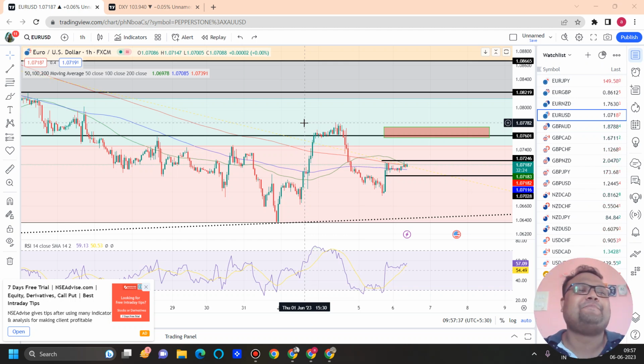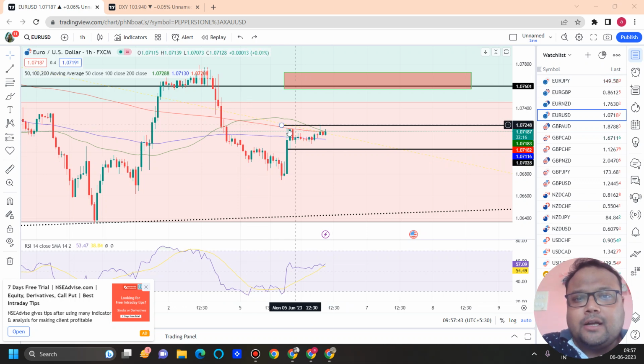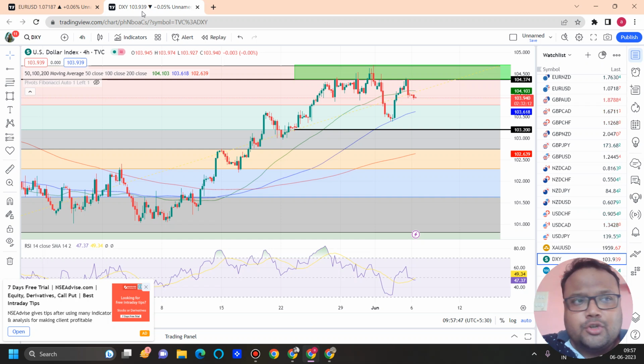So let's get started. My dear friends, this is the chart of Euro USD in front of us, and this is the 1 hour chart. As you can see, right now the market is stuck in a narrow range. So first of all, let's look at the chart of DXY, the US dollar index.